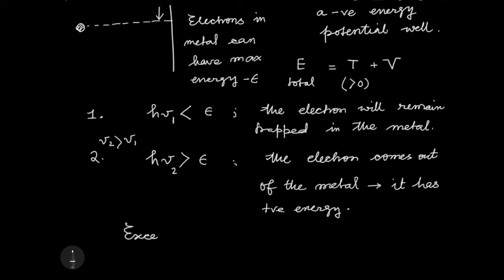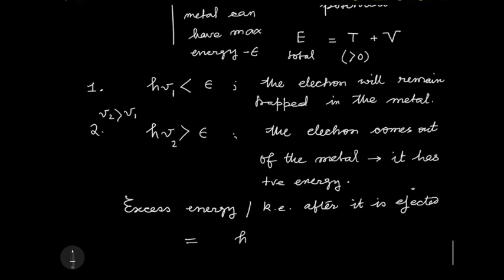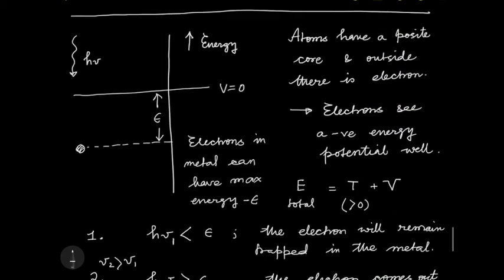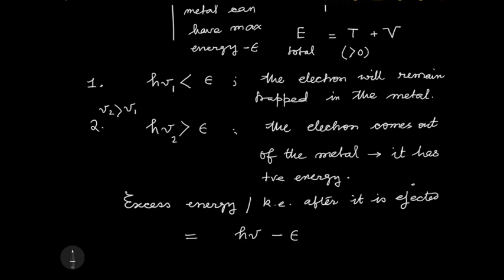So the excess energy, or the kinetic energy after it is ejected from the metal, how much will it be? Well, it had this h nu amount of energy. Let's call it h nu. So nu is greater than epsilon. H nu is greater than epsilon, and epsilon amount of energy is used up in the metal for it to come out. So this is the excess kinetic energy that it has.